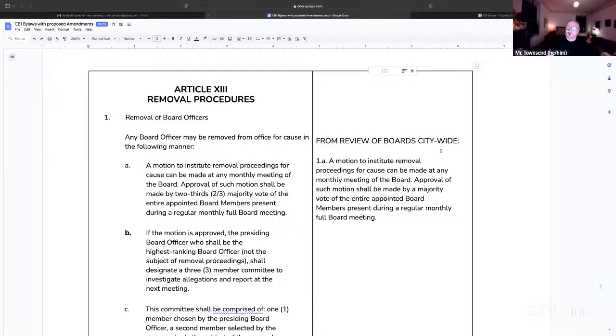The more normal and good governance thing to do is to change this so it is not a 2/3 majority vote, but a simple majority. This is the precedent that we see throughout the city. This is what we see everywhere. Now we can discuss motion 1A. I want to hear from committee members first.